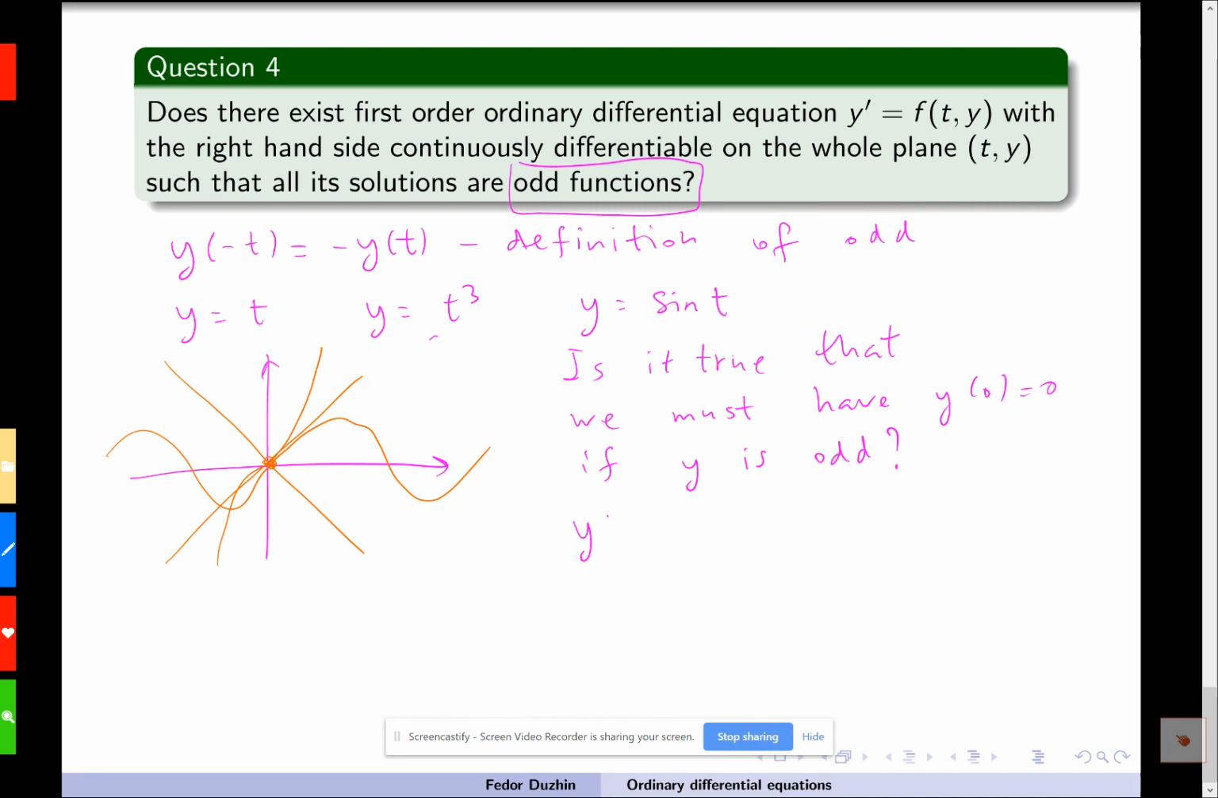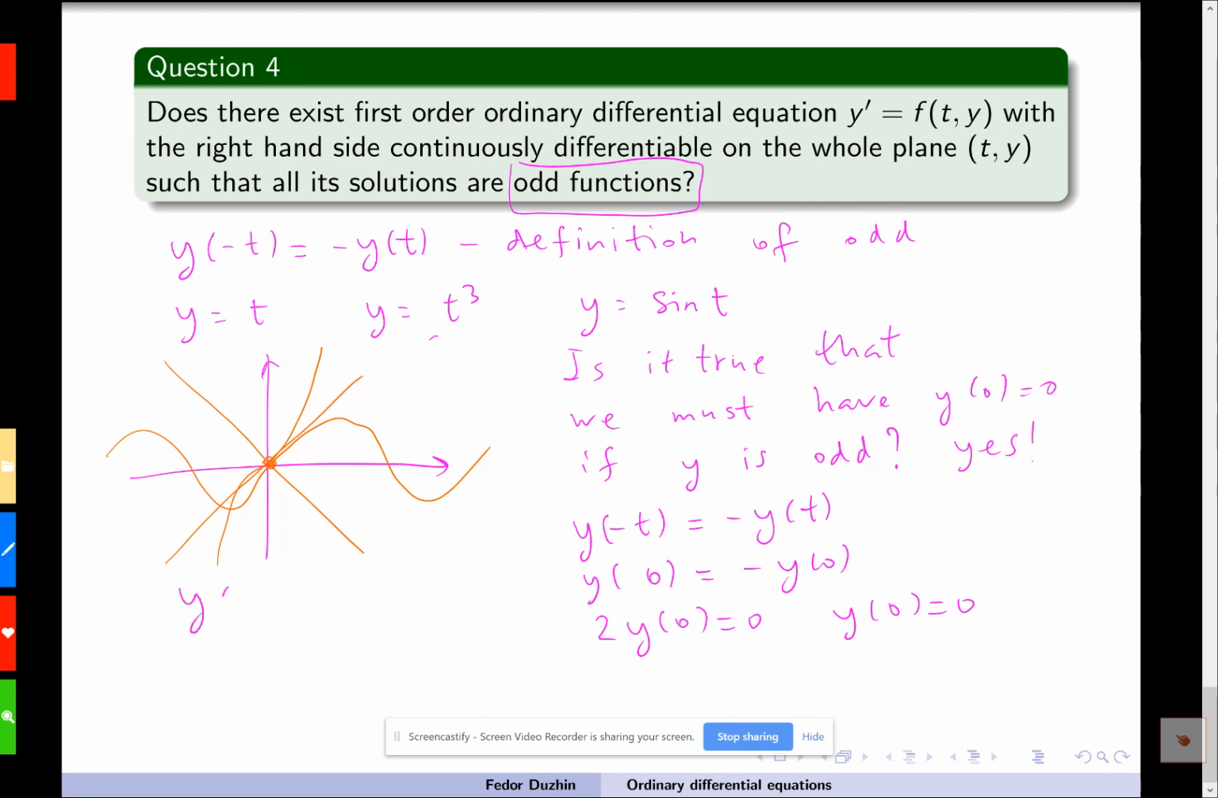Well, let's see. We know that y of minus t must be equal to minus y of t for all values of t. So in particular, it must be true when t equals 0. So y of negative 0 equals negative y of 0. But negative 0 is the same as positive 0. So y of 0 equals minus y of 0. Moving y of 0 to the left-hand side, we get 2y of 0 is 0, which means that y of 0 is 0. So yes, it is true that every odd function must satisfy the property that its value at 0 is 0.